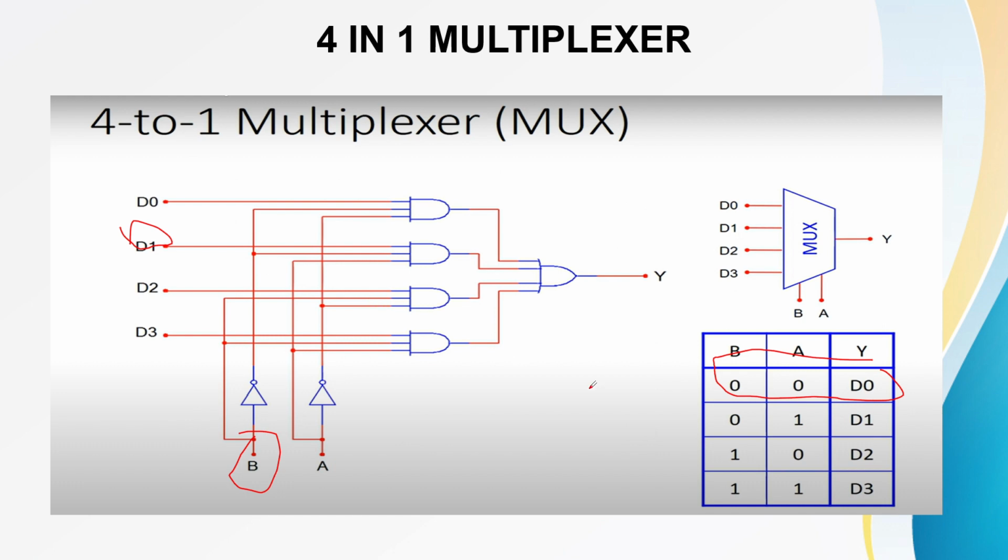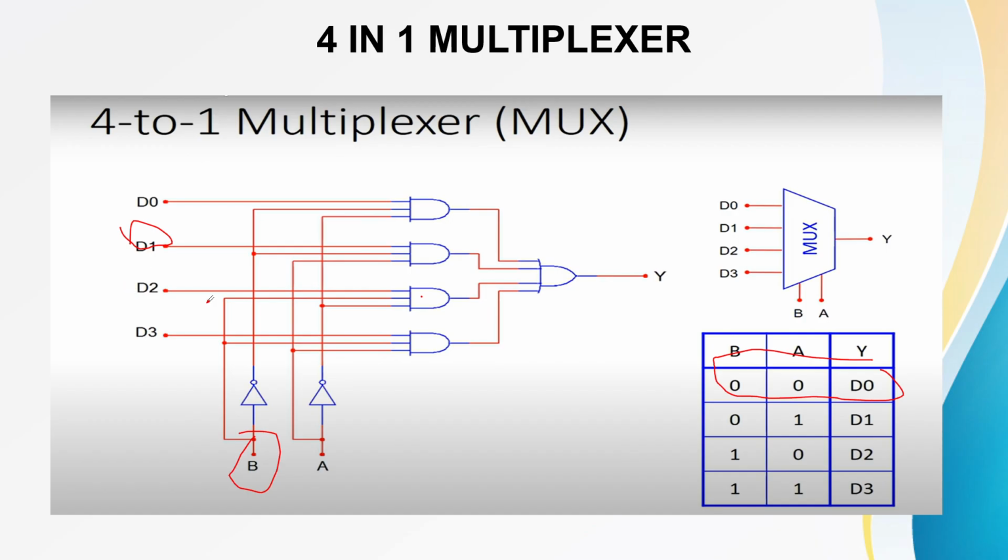For device 2, the input of B is directly connected to the AND gate for device 2, and the input of A is connected through a NOT gate to the AND gate of device 2. So we would need the B to be 1 and the A to be 0 before the output will come out as D2.